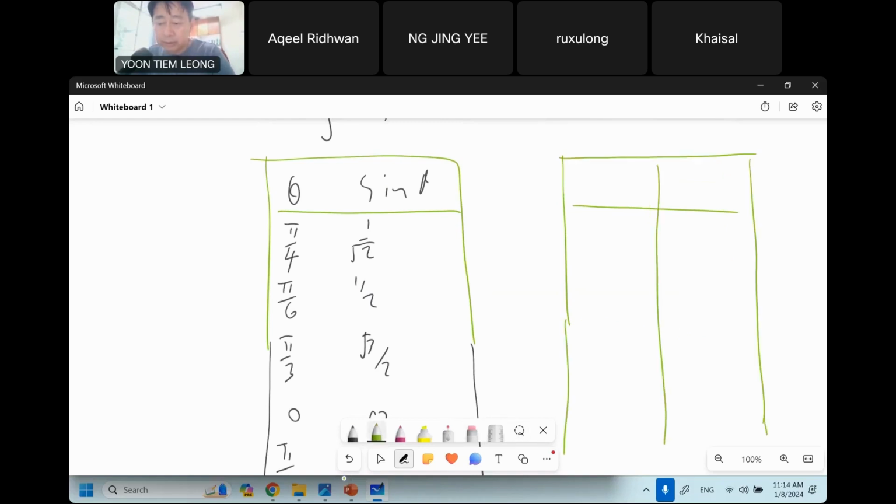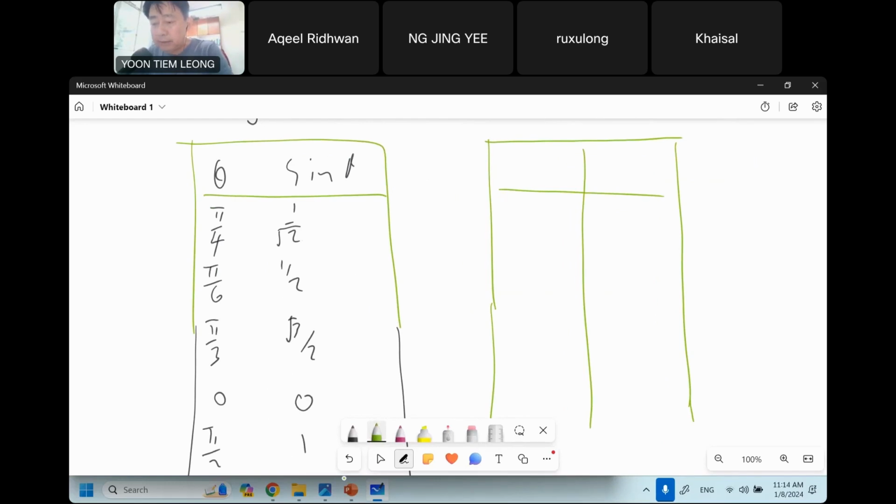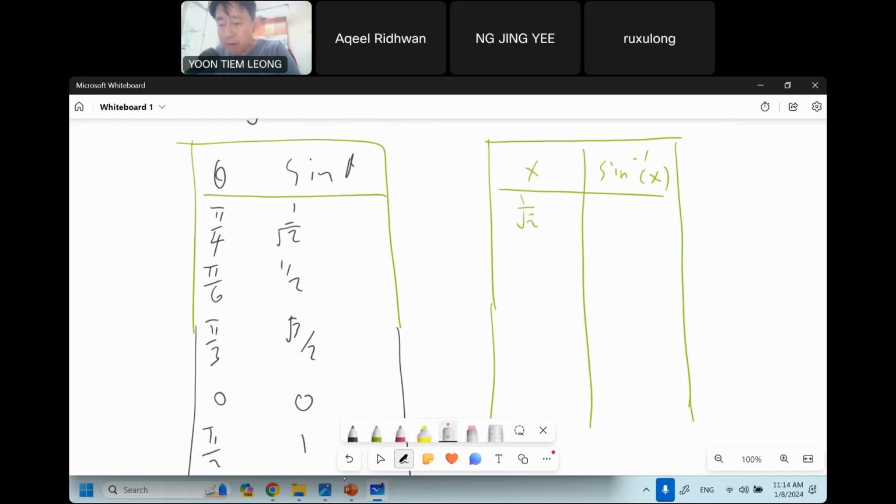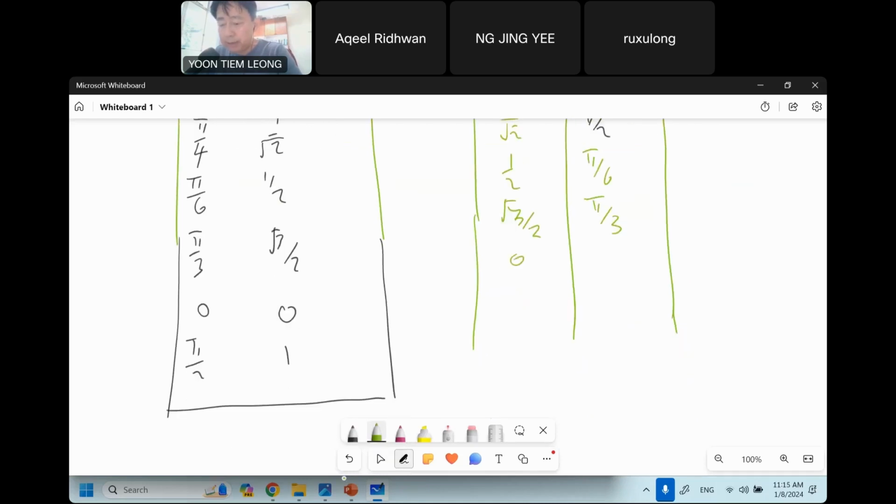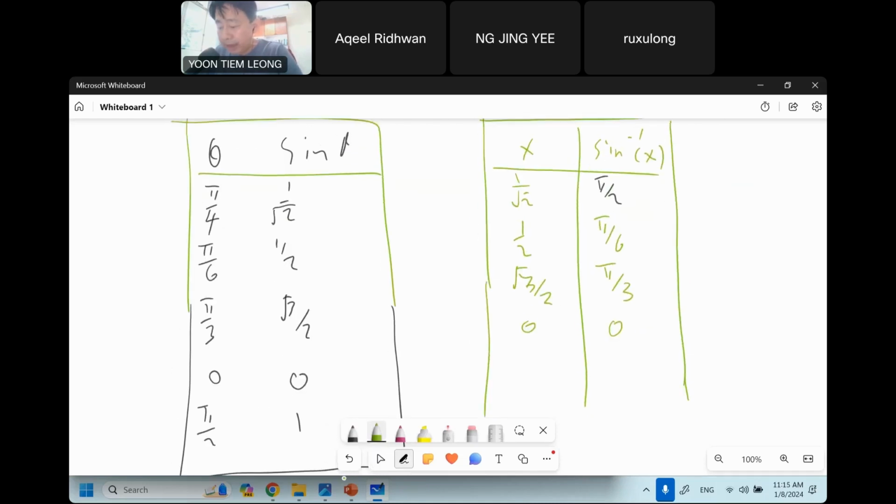So you can actually translate this into arc sine. Say you have arc sine of x. If x is equal to 1 over square root of 2, arc sine of 1 over square root of 2 is pi over 4. If x is 1 over 2, arc sine of 1 over 2 is pi over 6. And when x is equal to square root of 3 over 2, arc sine is an angle of pi over 3. When x is 0, arc sine of 0 is 0. When x is 1, arc sine is pi over 2.